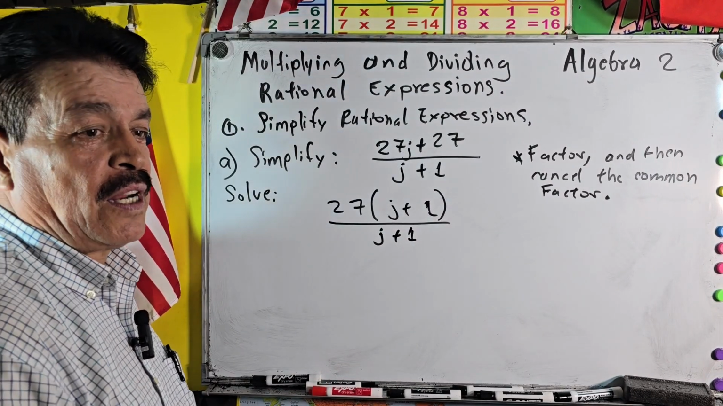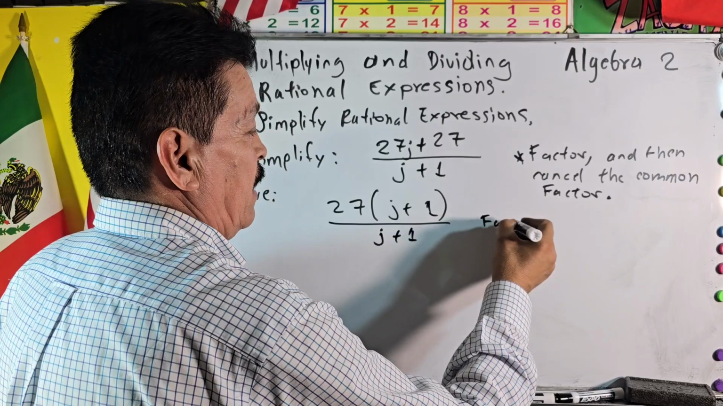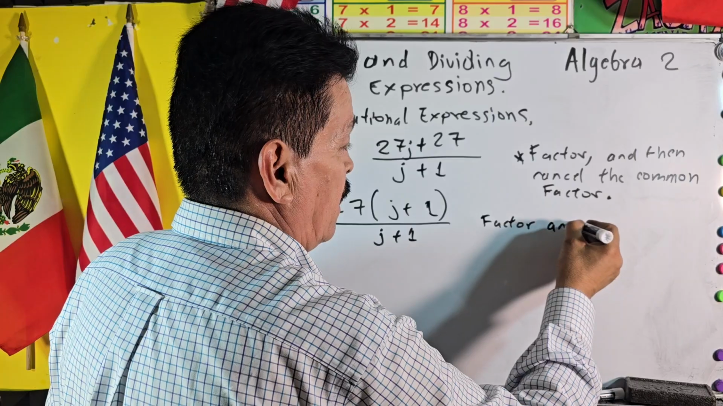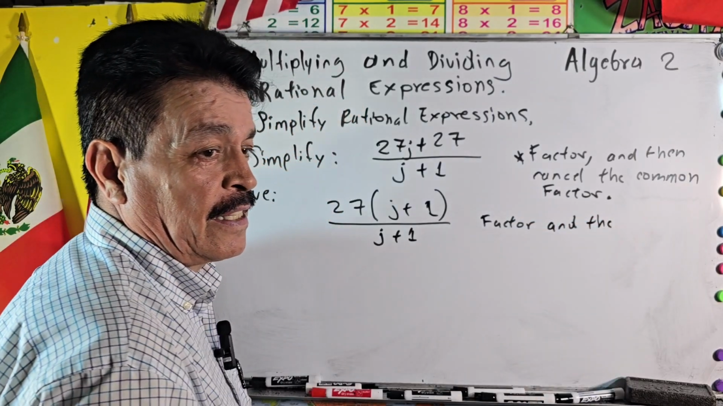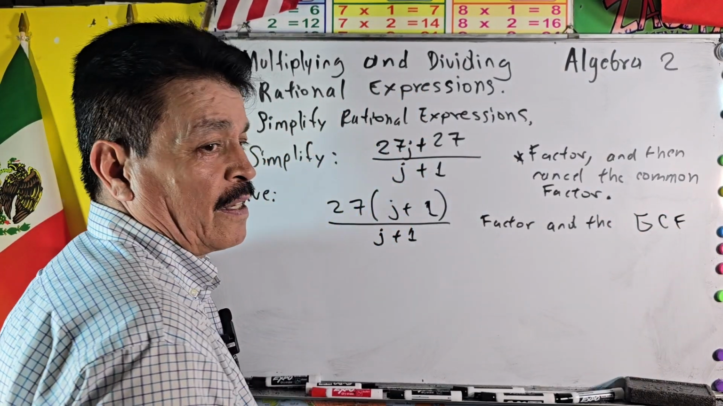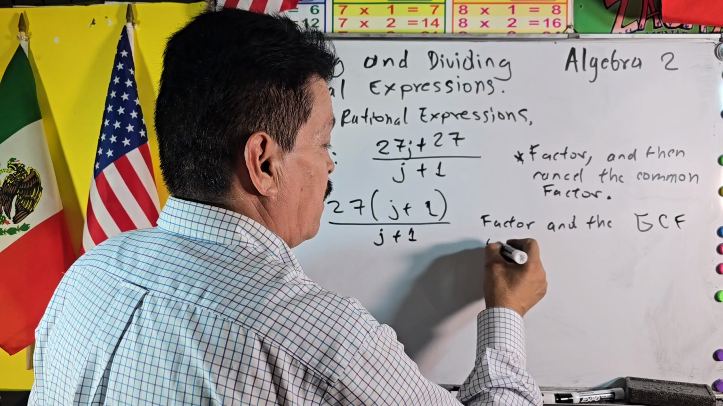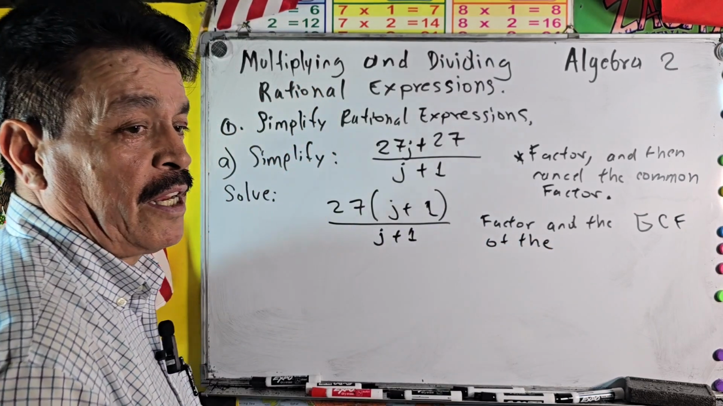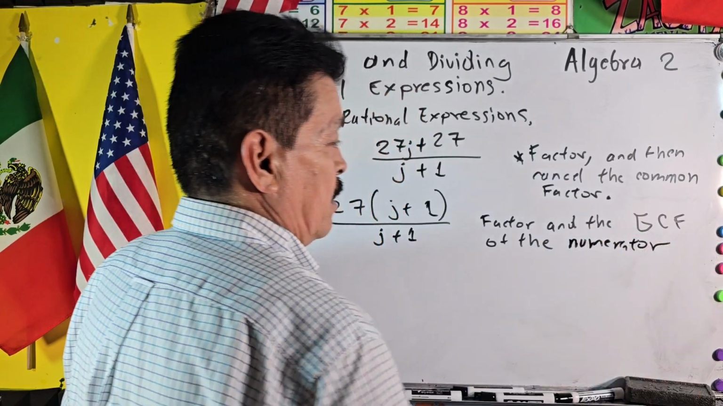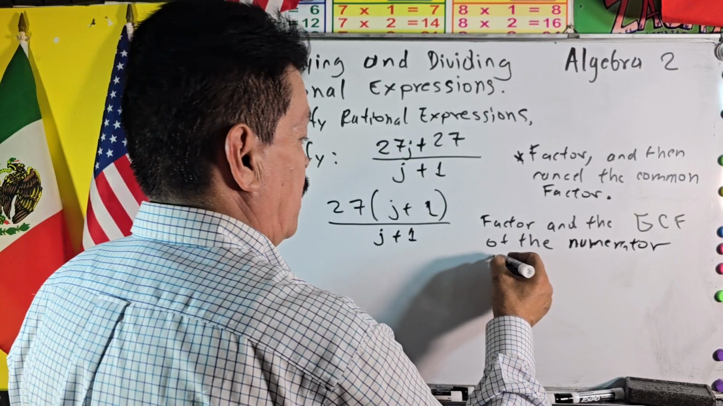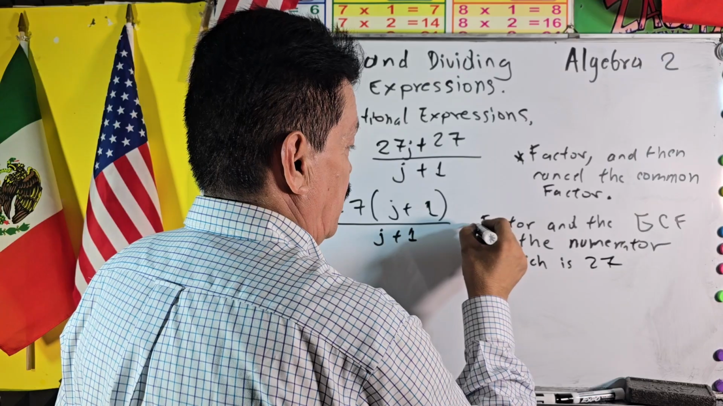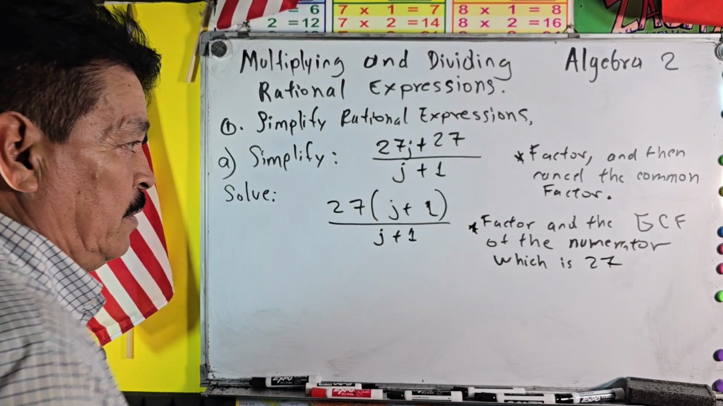This is the step we call factor: factor out the GCF of the numerator, which is 27. This is the second step right here.